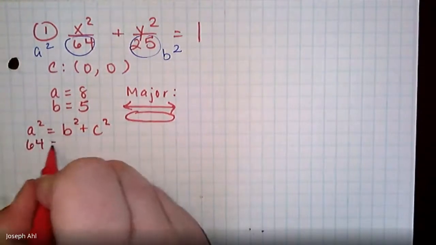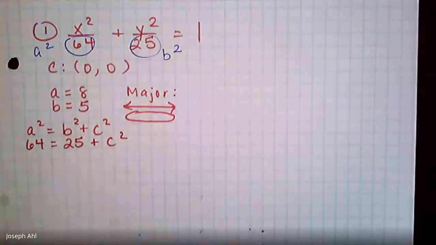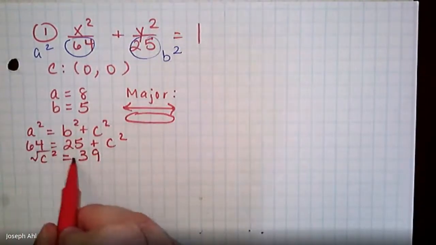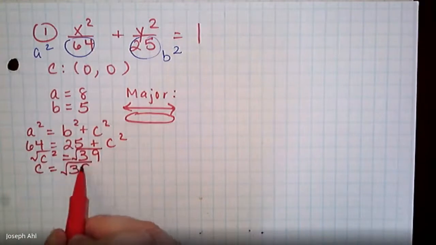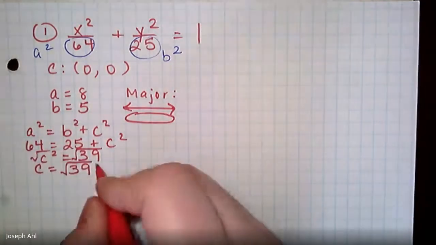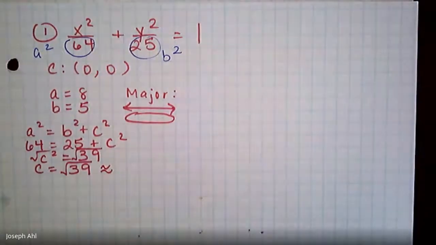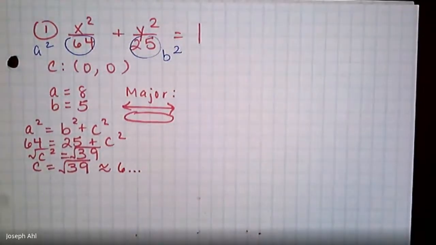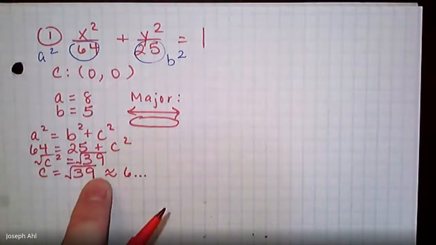So 64 would equal 25 plus c squared. We subtract the 25 over, c squared equals 39. Square root, square root. Okay, I'm going to leave c as radical 39 when I go to write coordinates later. But radical 39, if we need an approximation for plotting it on the grid, that's just going to be a little bit bigger than 6, isn't it? Right? Because the square root of 36 would be 6. So if I need to know how far left and right to go to get to the foci, I'll go a little bit more than 6.